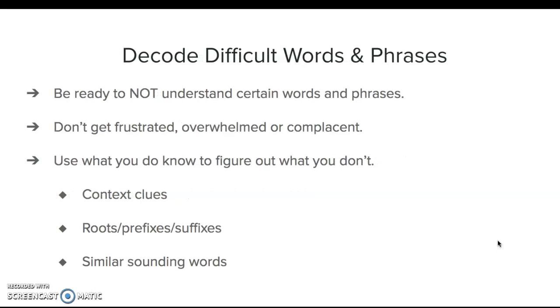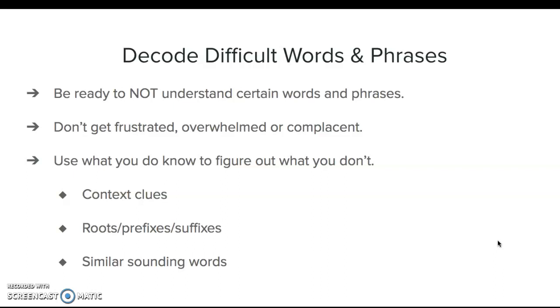Make sure you use that standard from freshman year of decoding language. You do have to really not freak out. Don't get frustrated or overwhelmed. Be ready to find words that you do not recognize, that you do not understand. It's going to happen. And don't be complacent. Don't just skim right over them and assume that it's no big deal. Just use the context. Use what you know to figure out what you don't.